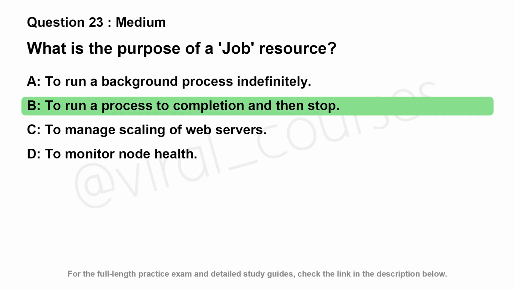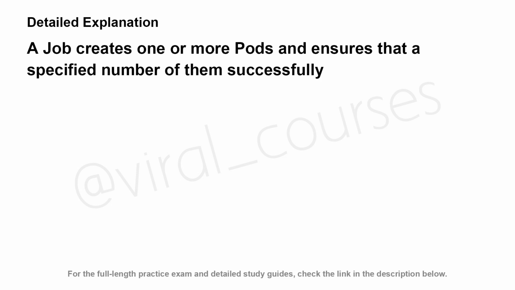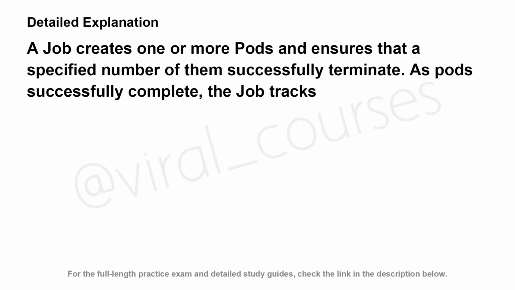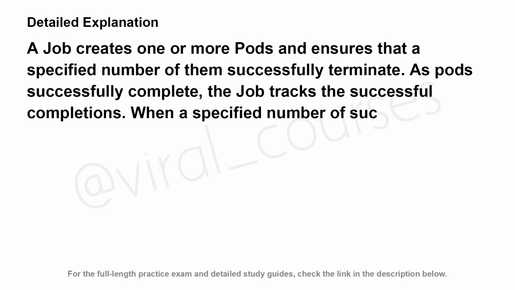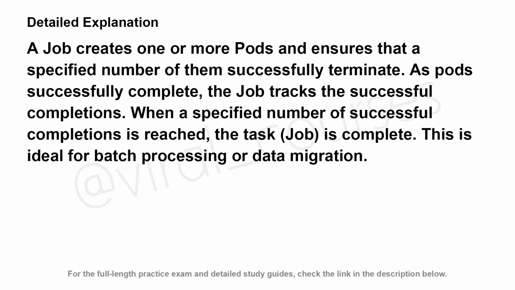The correct answer is B. A job creates one or more pods and ensures that a specified number of them successfully terminate. As pods successfully complete, the job tracks the successful completions. When a specified number of successful completions is reached, the task, job, is complete. This is ideal for batch processing or data migration.